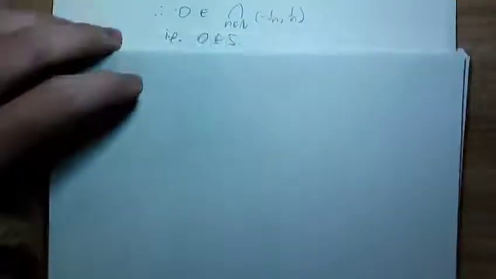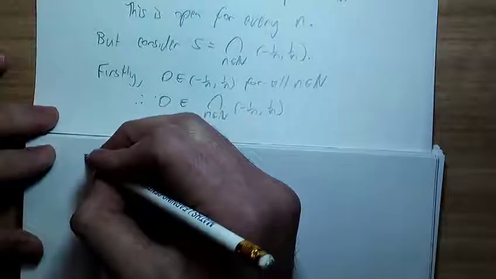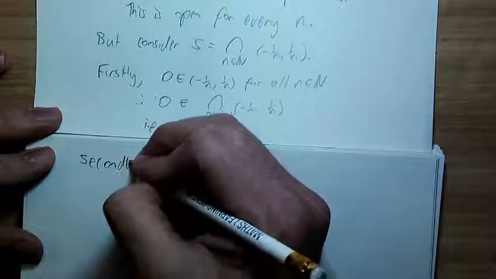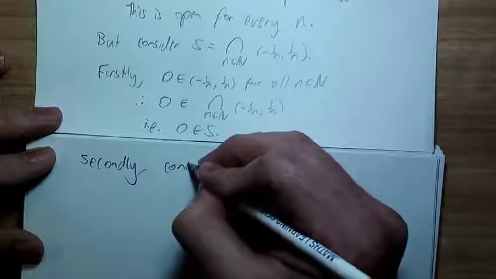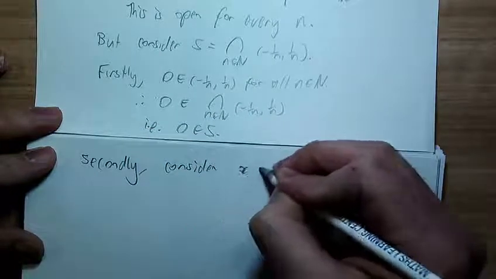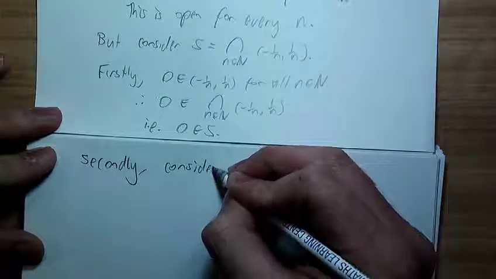To show that 0 was the only point in it, I would have to show that no matter which other point I picked, it wasn't in all of the sets. It wasn't in the intersection. Like to show that a set is a single point, you have to show that none of the other points are in it. So I would go something along the lines of: consider x not equal to 0. Because then what I can do is I can show that x isn't in this final set.